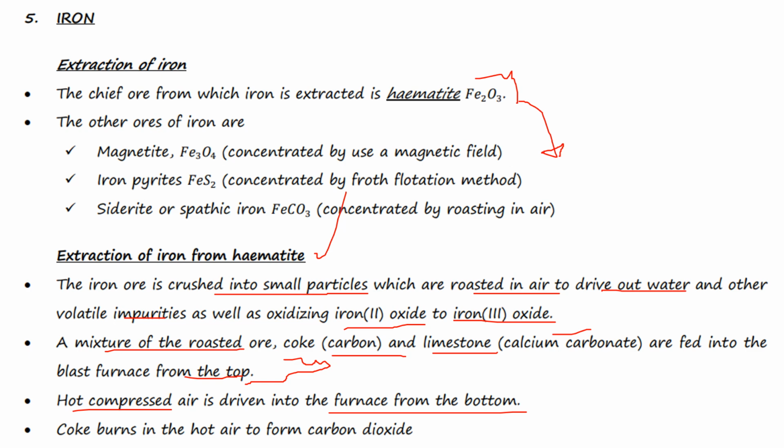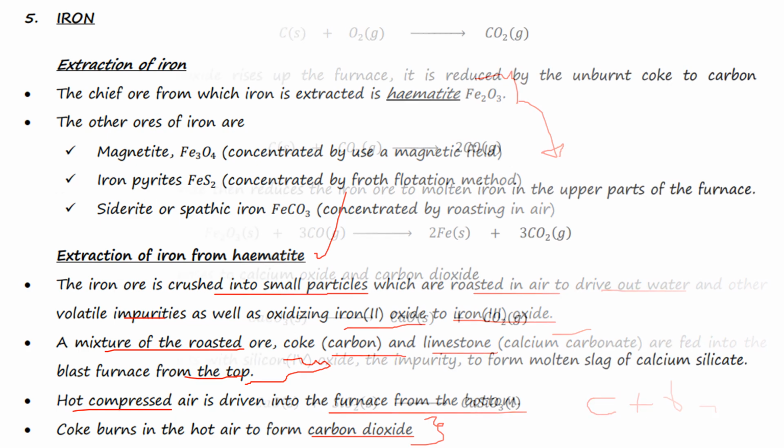So what happens is that coke, since it's the most easily burnt, will burn in this hot air so that we can form carbon dioxide. Remember that whenever we burn carbon in excess oxygen, we form carbon dioxide. So that's the meaning of this statement: coke burns in the hot air to form carbon dioxide.